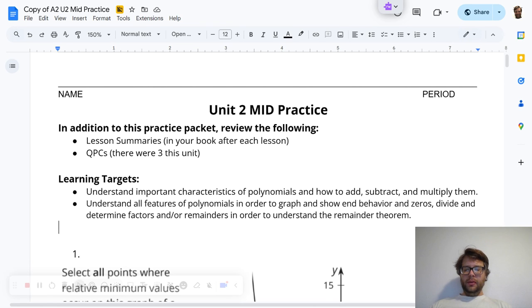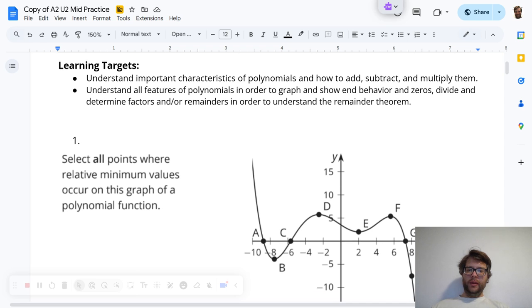Alright, so we got a review for our polynomials. It's a pretty long packet, so I'm going to break it up into two different videos, roughly halfway through. We're working on both doing some algebra with polynomials and looking at the graphs there.